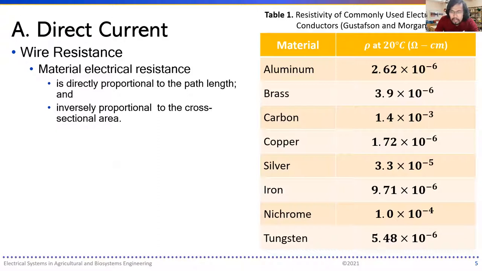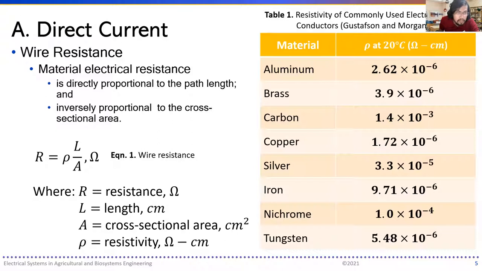So depending on the raw material, we therefore have resistance to electron flow, and this has been found to be directly proportional to the path length in a circuit and inversely proportional to the cross-sectional area of the wire. So in equation form, we have R equals the electrical resistivity multiplied by the length of the wire, divided by the area.